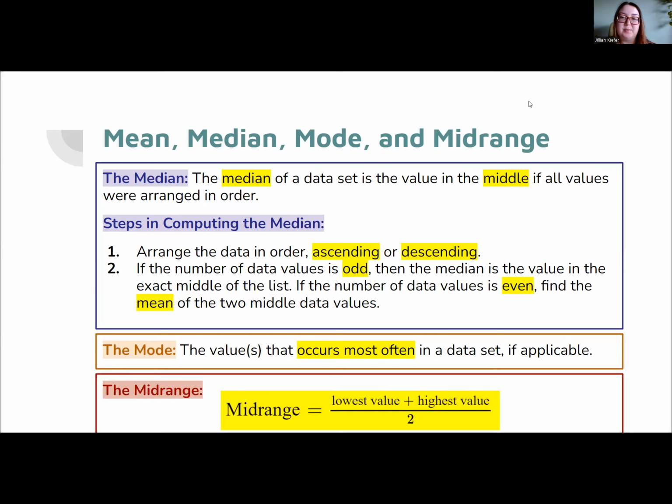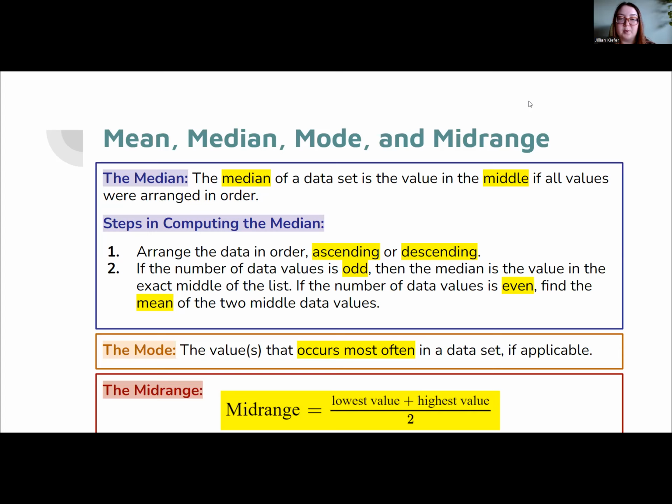The median of a data set is the value that is in the middle of all the data if they're arranged in order. So to compute the median, really all we need to do is rearrange all of our numbers in order, either from least to greatest or greatest to least. It doesn't really matter which way you choose to do it. Typically, we will do it from least to greatest, but you can do it from greatest to least, and the answer will still be the same.